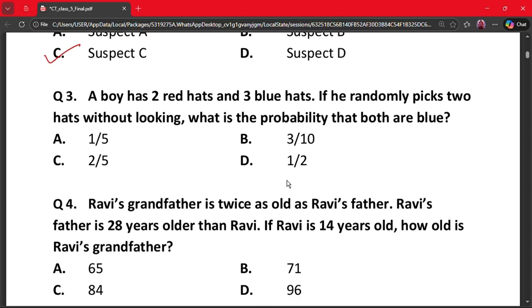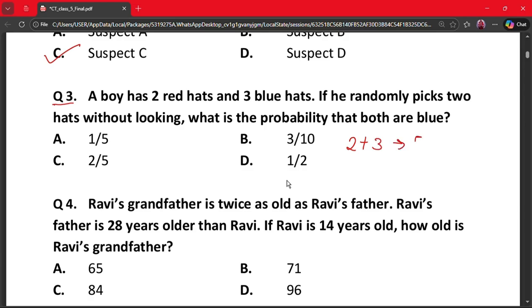Moving on to the next question, that is question number 3. A boy has 2 red hats and 3 blue hats. If he randomly picks 2 hats without looking, what is the probability that both are blue? A. 1 by 5, B. 3 by 10, C. 2 by 5, and D. 1 by 2.